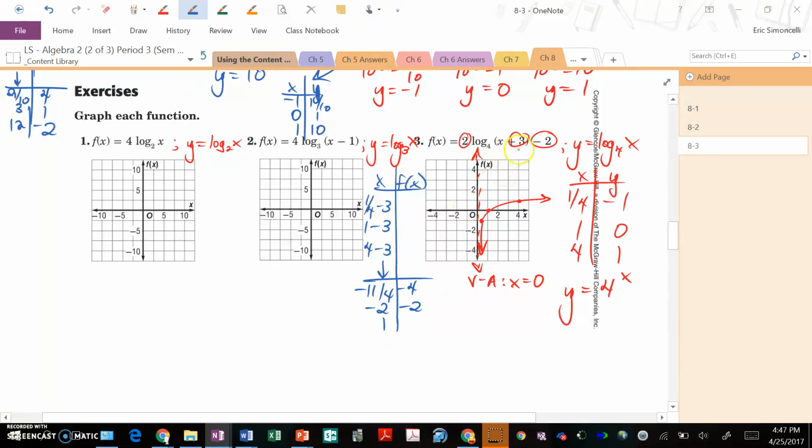Lastly, plug in 1. 1 plus 3 is 4. Log base 4 of 4 is 1. Times 2 is 2, minus 2 is 0. So here we go with our transformed graph, which, if you think about it, was left 3 just looking at the equation. Left 3, vertical stretch of 2.